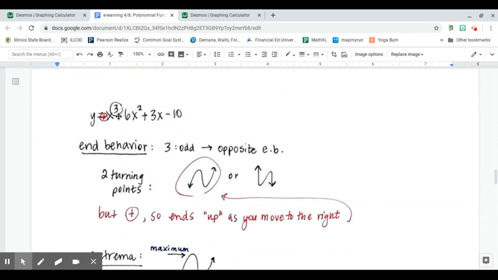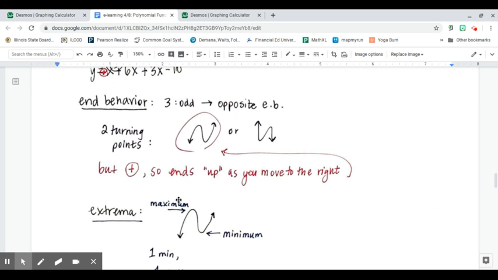So remember, the first term is really all you need to look at. My degree is 3, which is an odd number, so that means I'm going to have opposite end behavior. It's going to look either like this or like that. Because my leading coefficient was a positive 1, I know that as I move to the right, my function will be going up. So I'm going to end positive, end up. And my other end, as I move to the left, will be doing the opposite, or going down. All right, so can you talk about end behavior?